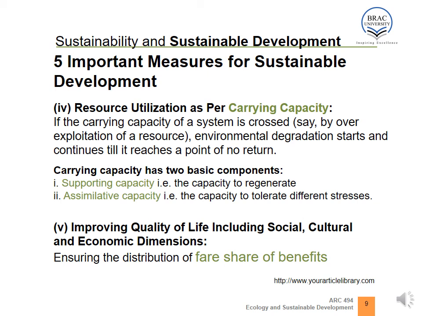And the final measurement scale is about improving quality of life, including social, cultural, and economic dimensions, which ensures the distribution of a fair share of benefit. That means within this assessment criteria, sustainable development ensures the standard of life, ensures cultural integrity, and equity and fair share in the economic dimension. So every person in a society will live in harmony where nobody will feel thrown off from their proper share. So this is how we can think about sustainable development and we can measure it.